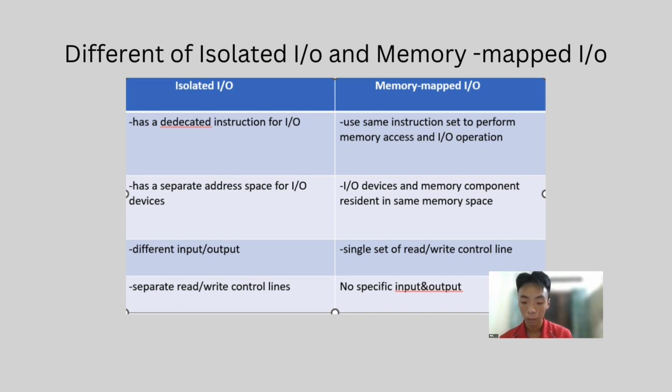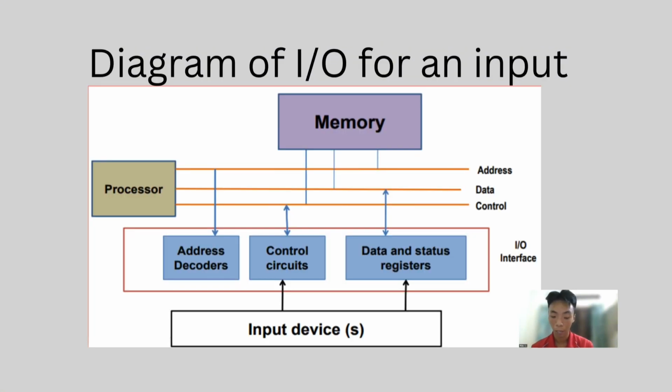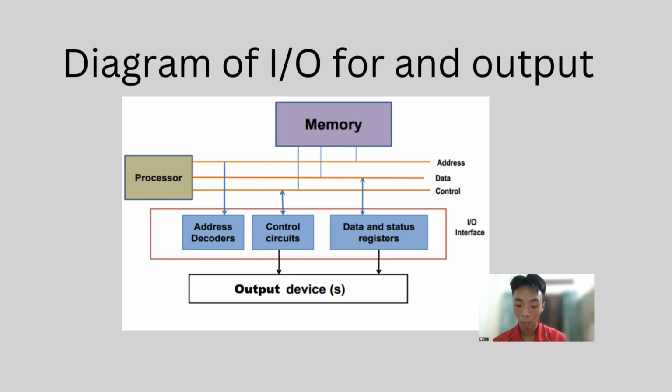Memory mapped I/O uses the instruction set to perform memory access and I/O operation. I/O device and memory component in memory mapped I/O are located in the same memory place. They have a single set of read and write control line. There are no specific input and output. This is the diagram of I/O interface for an input, diagram of I/O interface for an output.